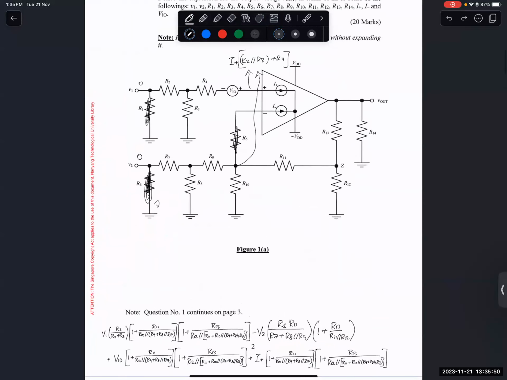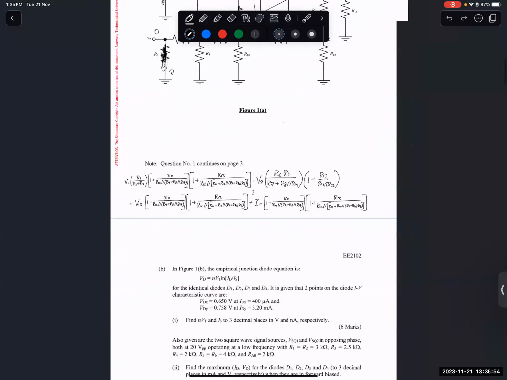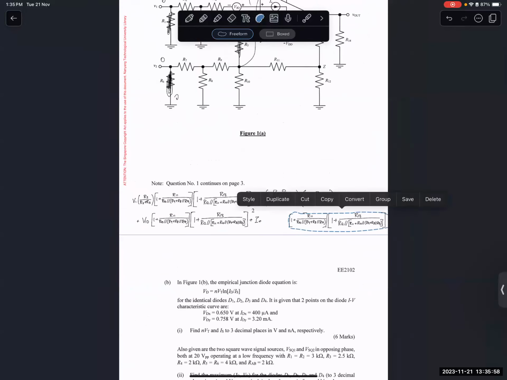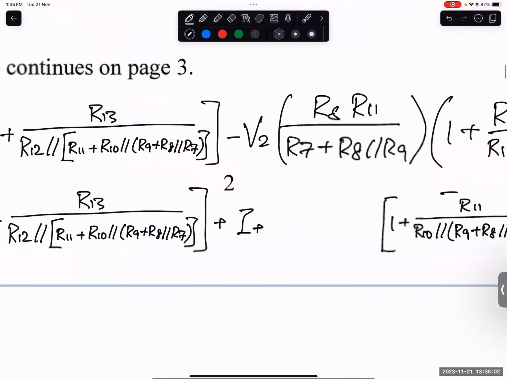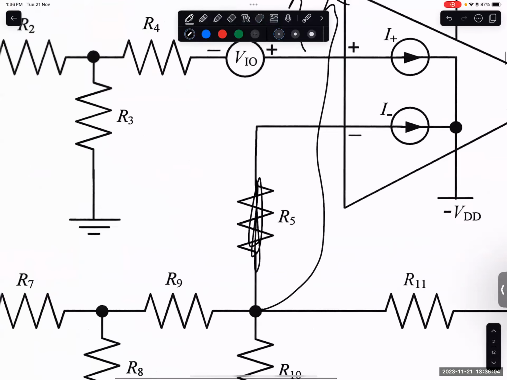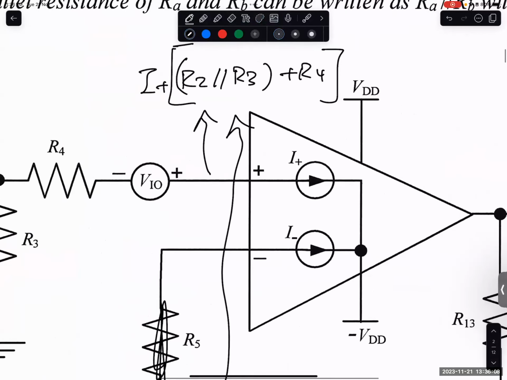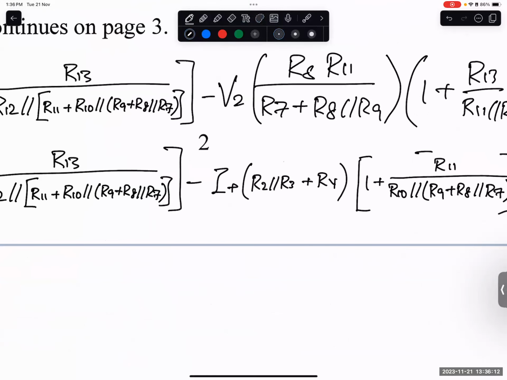Let me undo. Okay. This one, I need to plug in this expression. Yeah, it's minus actually. Minus. And then it's R2, R3. Okay, so it's R2 parallel R3 plus R4. Okay.